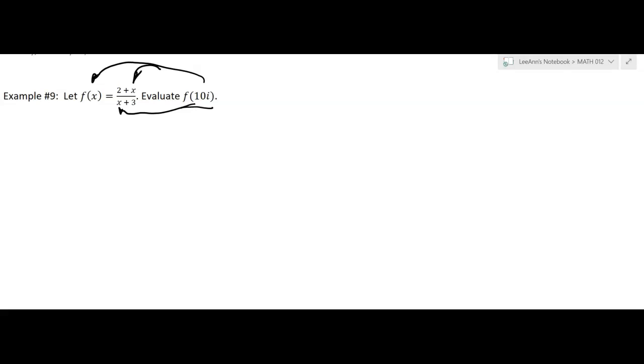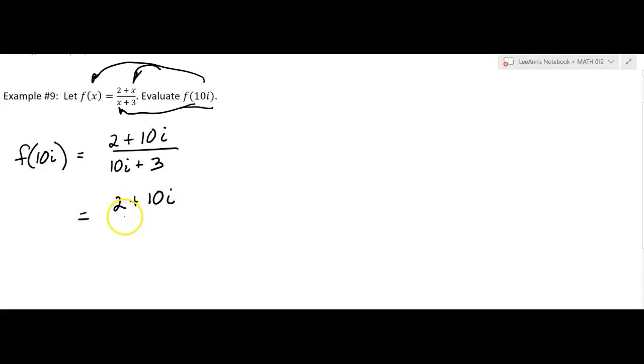Alright, so I'm going to write it over here. This is going to equal f of 10i is going to equal 2 plus 10i over 10i plus 3. Now, I wouldn't leave it that way. I'm going to rewrite this. So the numerator is fine. That's in a plus bi form.